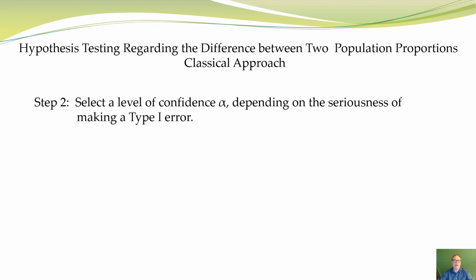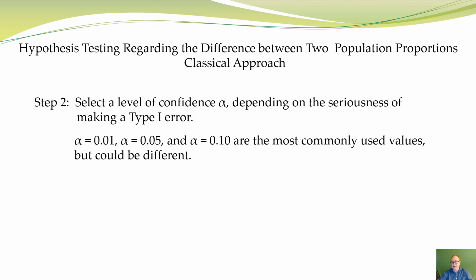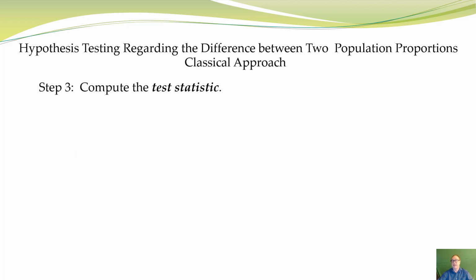Now step 2 remains the same. Select level of significance alpha depending on the seriousness of making a type 1 error. And again, remember alpha is usually 1%, 5%, or 10%. But you could have a different percentage. Step 3, compute the test statistic.